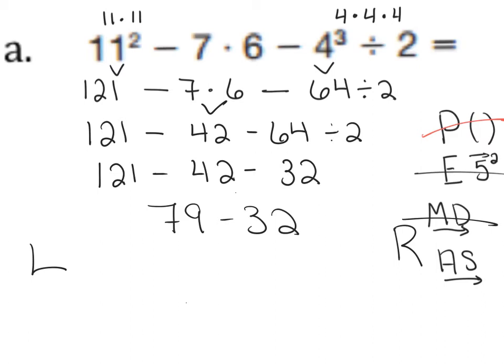And then 79 minus 32 is going to give me 47. And that's your final answer.